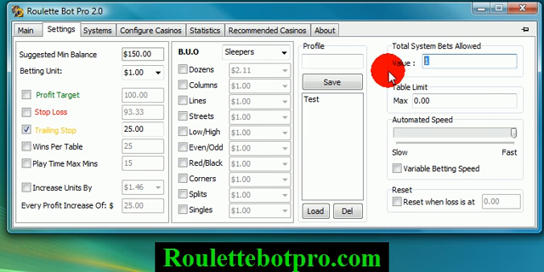So if I enter a value of 3, that means there will only be 3 different types of bets with all the betting systems combined on the table at the same time. Table limit max.